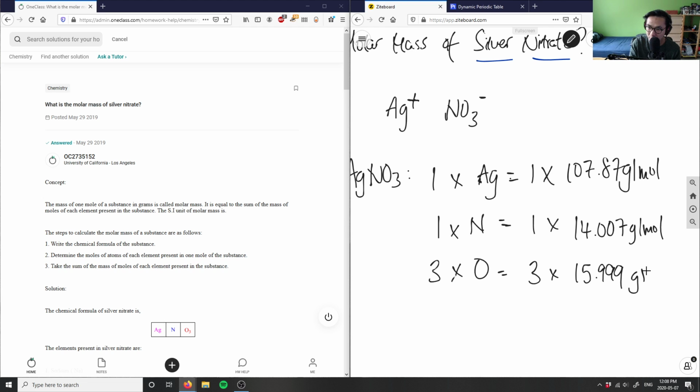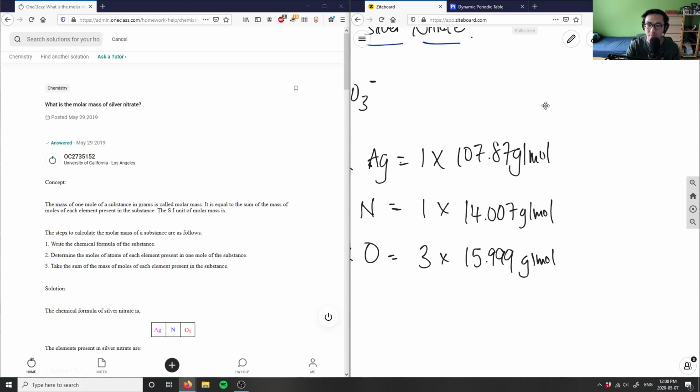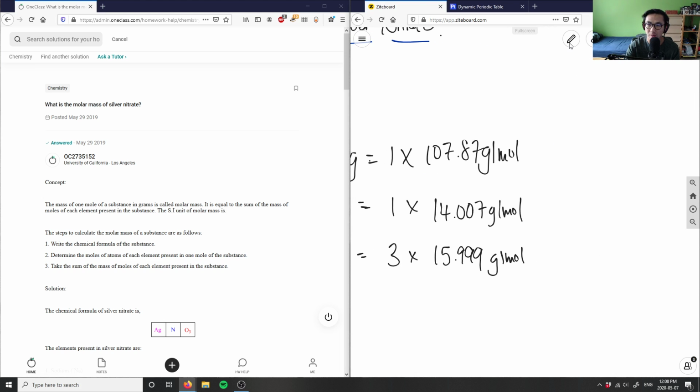15.999 grams per mole. And then we shift this slightly to the right here. What we can do now is multiply in, right? So we have 1 times 107.87, which is simply 107.87 grams per mole. We have 1 times 14.007, so it's simply 14.007 grams per mole. And finally, we have 15.999 times 3 here.